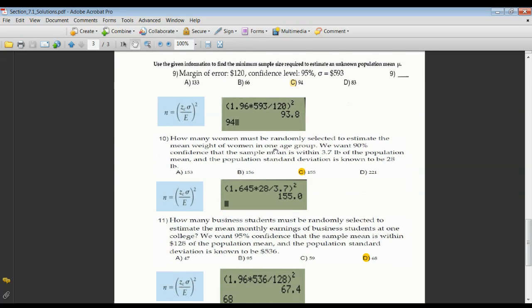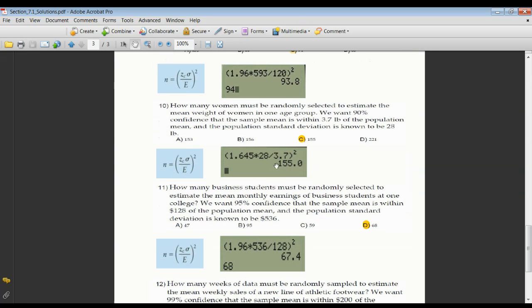No big deal. All right, here's a case where I put in my z-score that's associated with 90%, 1.645. Sigma is 28, the standard deviation is 28. And my error is 3.7. You're looking for a 90% confidence, and the sample mean is within 3.7. That means that's the error. Within 3.7 pounds refers to 3.7 pounds below or above.